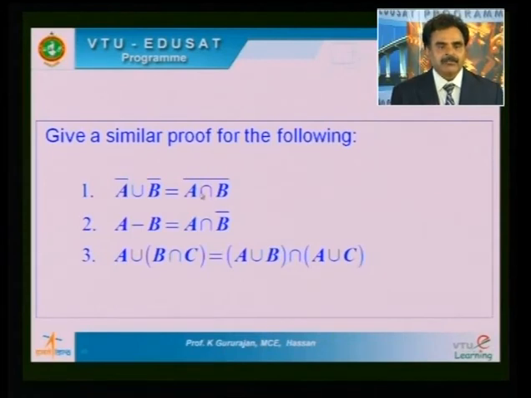I have brought a few problems very much similar to this. This is the other form of De Morgan law. A complement union B complement equals what? A intersection B whole complement. The second problem is A minus B equal to what? A intersection B complement. The last one is the distributive law. A union B intersection C equals what? A union B intersection what? A union C. Right. So, please try to solve these problems. If you cannot, maybe when you meet next time, I will give you a proof of one of these on the board.